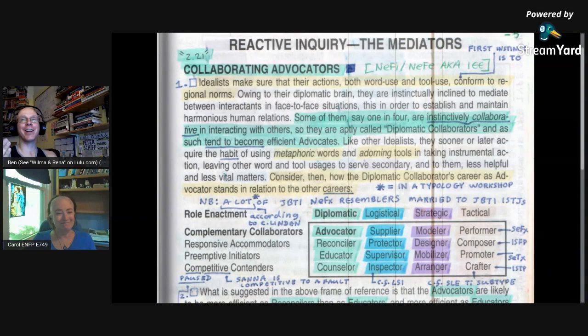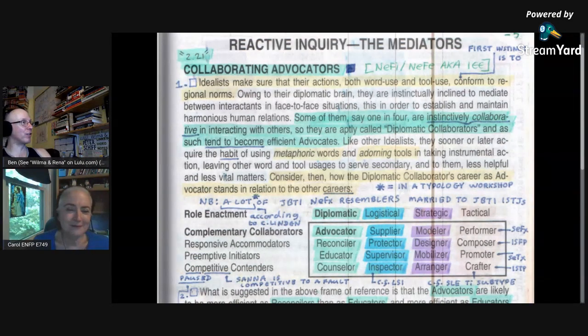Excellent. Like other idealists, they sooner or later acquire the habit of using metaphoric words and adorning tools. Now, this is where we went a little bit INTP in terms of the adorning tools, and it's quite a funny section. You're going to have to explain adorning tools to me. Yeah, it was just funny. It got really weird. He said he had arguments with the idealists in his life, and he wrote this in the book, about idealists not using tools. He came up with adorning covers, in terms of symbolisms of things which represent other things. I think it was a bit of a stretch. He was able to do it for all the other types, but in the book it's a funny section and it's hard to explain.